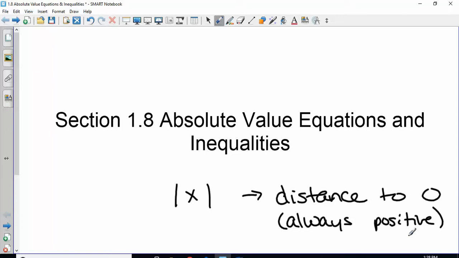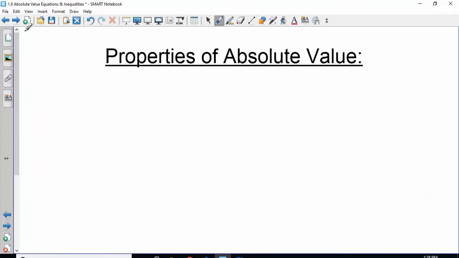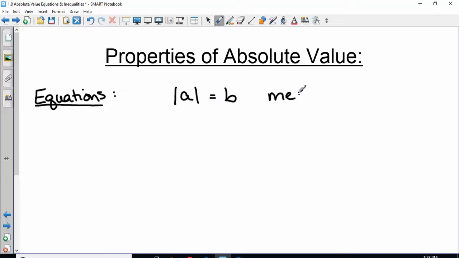Okay. So what we have to be able to do is take an equation or an inequality and write it without the absolute values in order to solve it. So let's talk about these properties of absolute values. For equations, if I said the absolute value of A equals B, that means that A could equal B, or A could equal negative B.